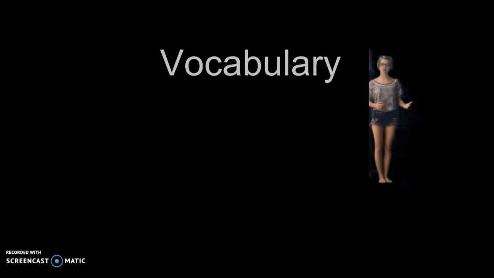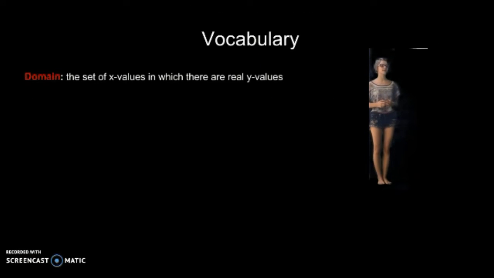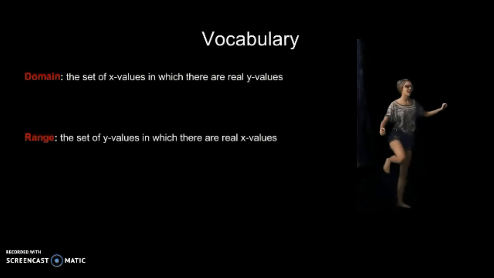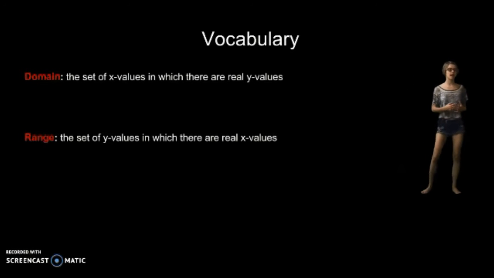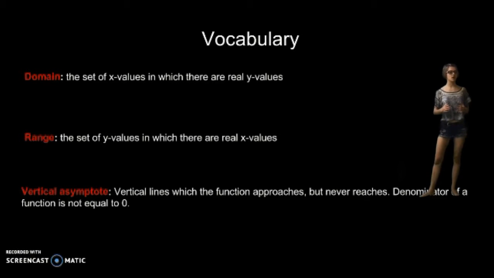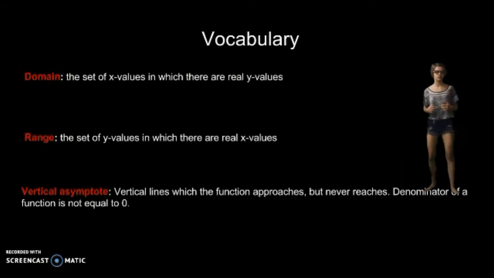Here is some vocabulary that you should know. First is the domain. It is the set of x values in which there are real y values. Next is the range. It is the set of y values in which there are real x values. Also, the vertical asymptote. Vertical lines which are not included in the domain of the function. The function approaches them, but then never reaches them. They're found by ensuring the denominator of a function is not equal to 0.